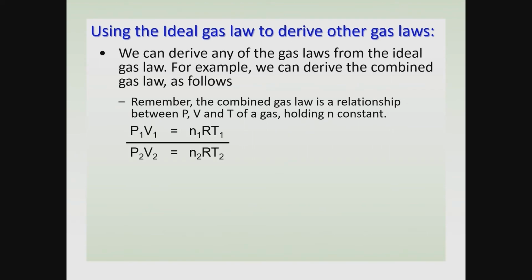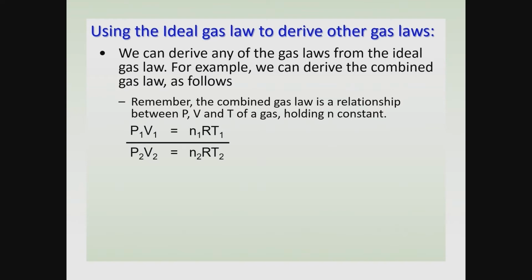You write out the ideal gas law twice. Here I'm doing it for condition 1, the initial conditions, which is P1V1 equals n1RT1. Then you write a bar next, and put in the final conditions underneath the bar in the denominator. So it's P2V2 equals n2RT2.